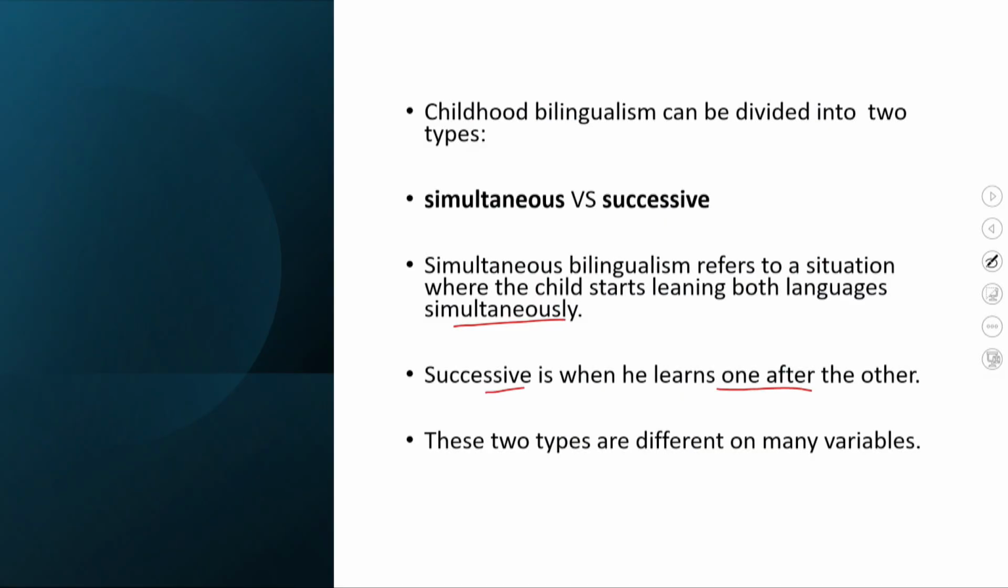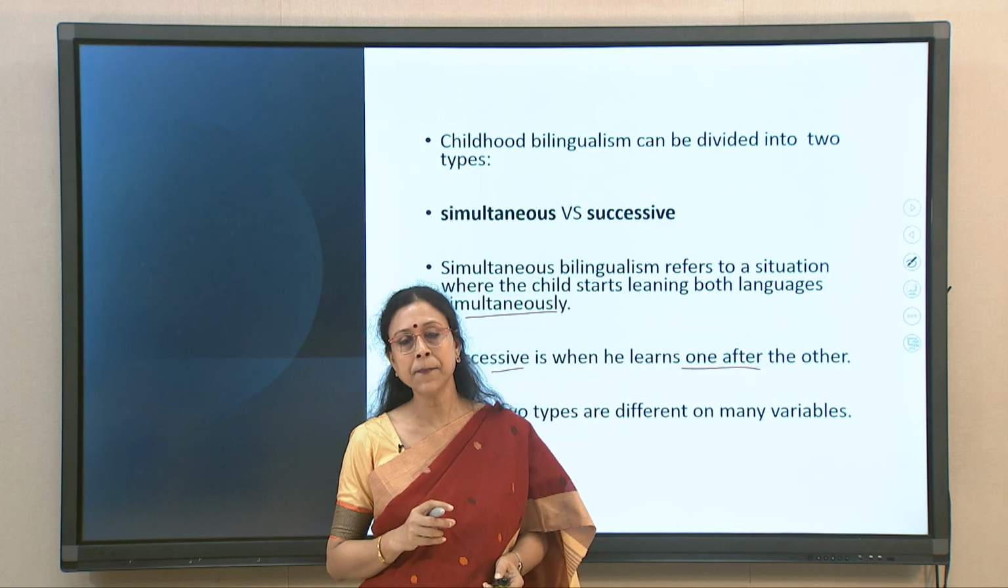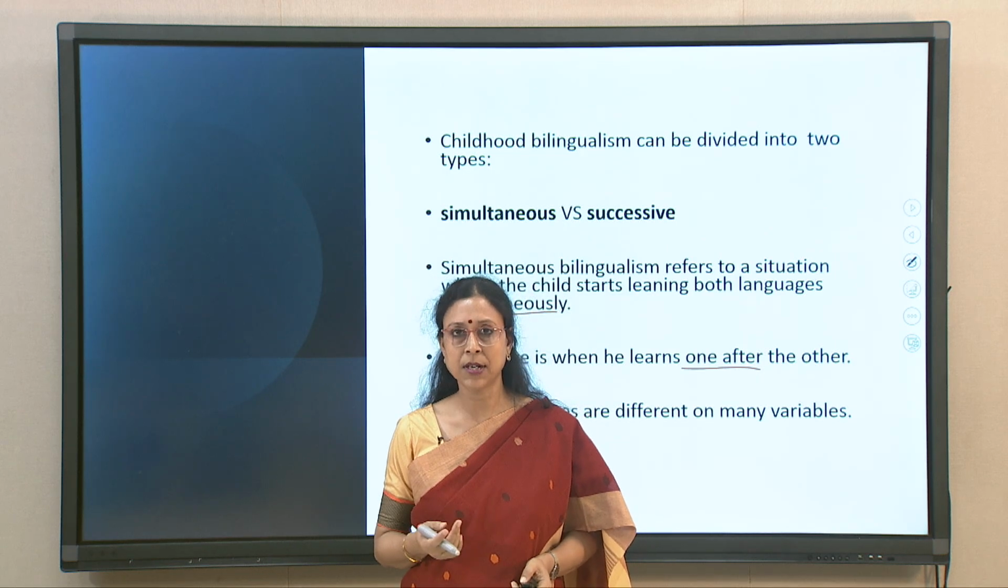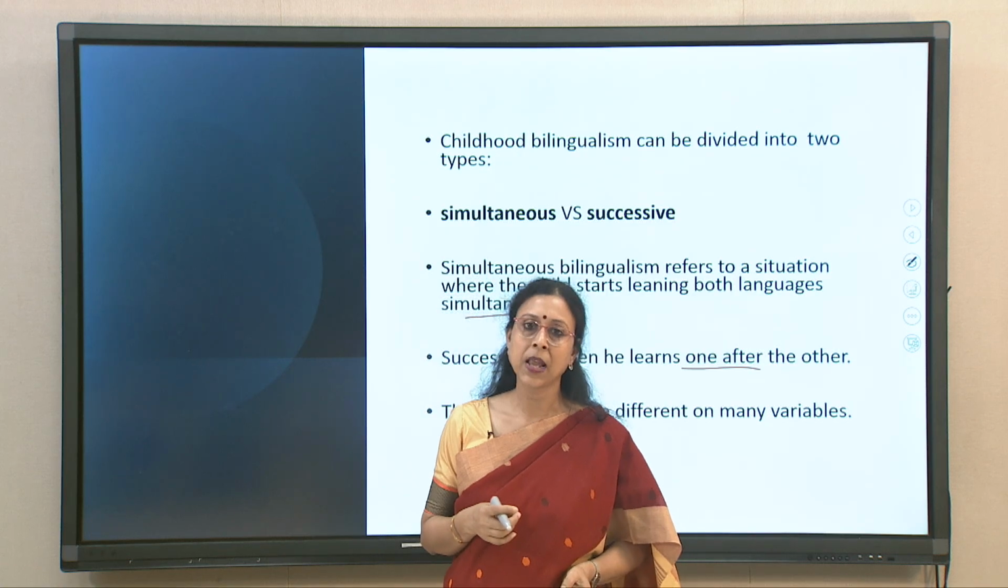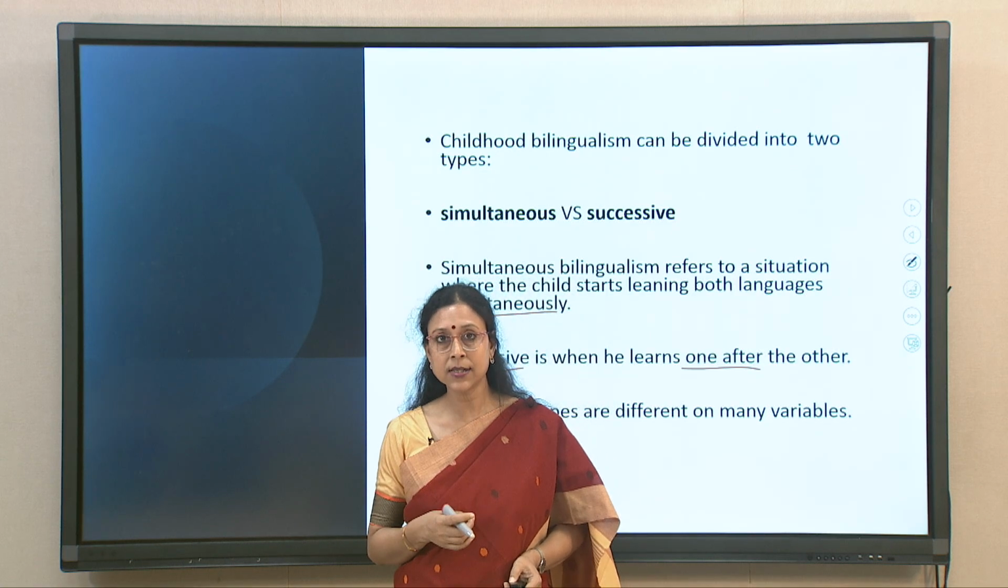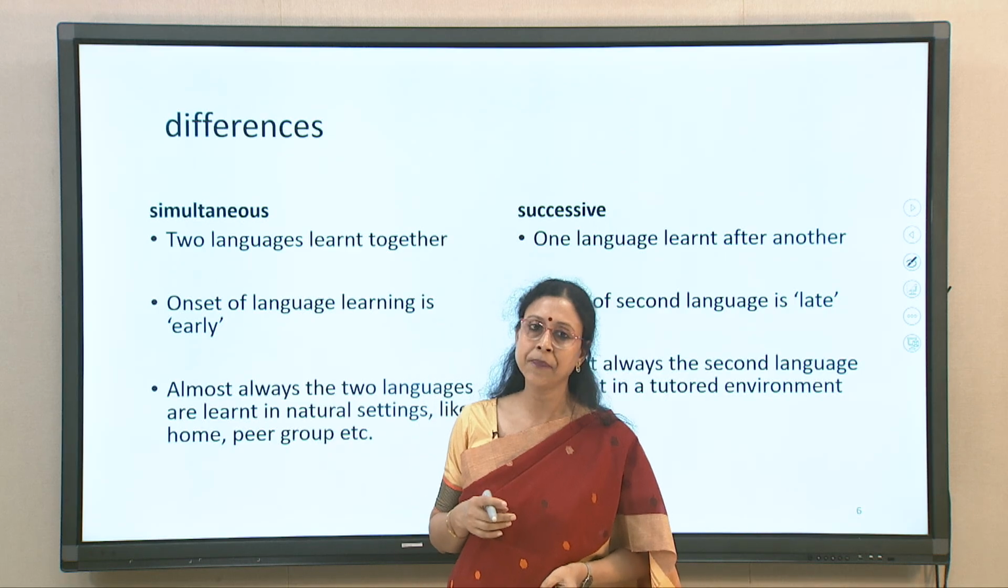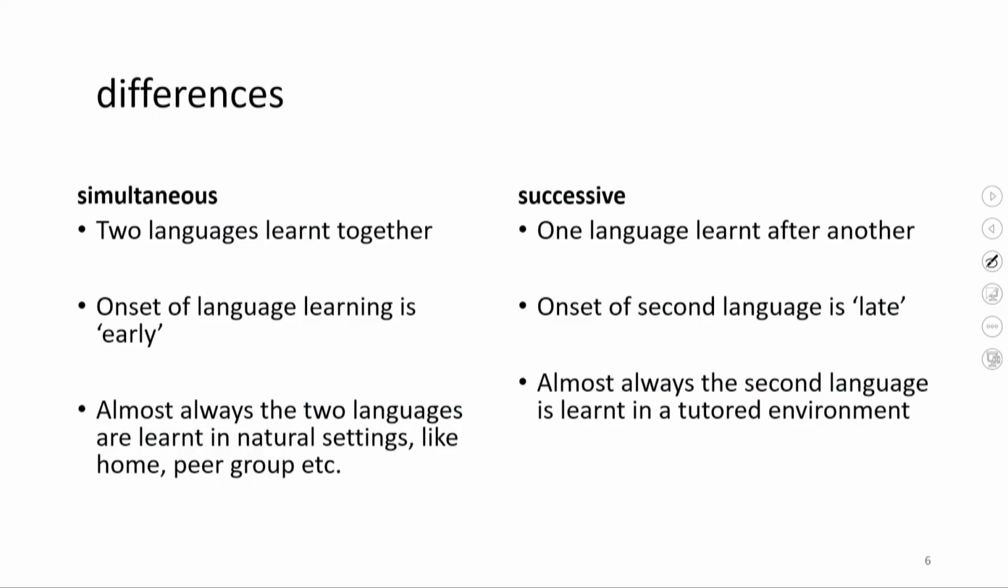These two types are different on many variables. Technically speaking, when we are talking about second language acquisition among children, the first one is not actually second language learning. But since it is another, rather important type, we will put them under bilingualism. We will see in more detail how they differ. These are some of the primary differences between simultaneous and successive bilingualism. In simultaneous, the two languages are learned together. In successive, as the name suggests, one after another.